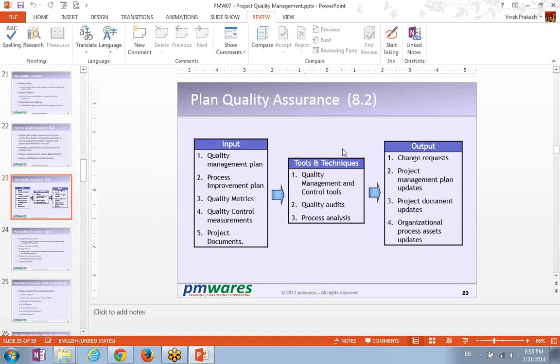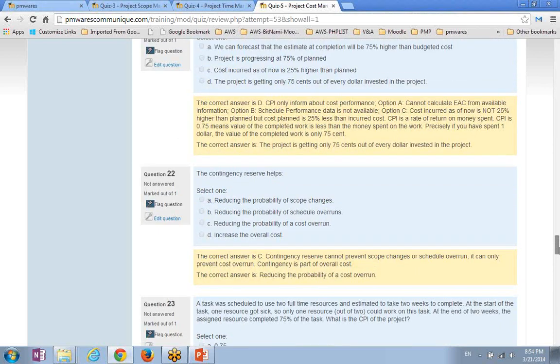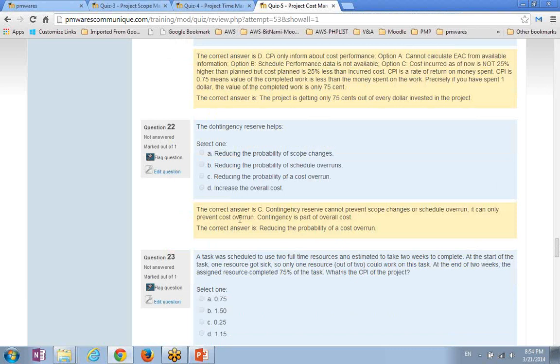Thank you, Vivek. I have another question. I was wondering if you can go over one of the questions on quiz 5, question 22. Quiz 5 is cost management. Yes, and then question 22. Question 22, okay. This is about contingency reserves?